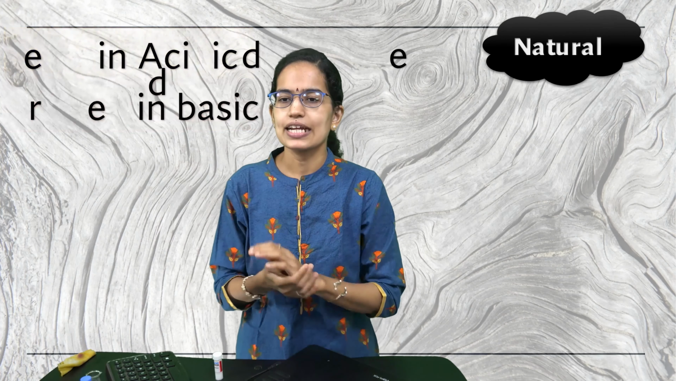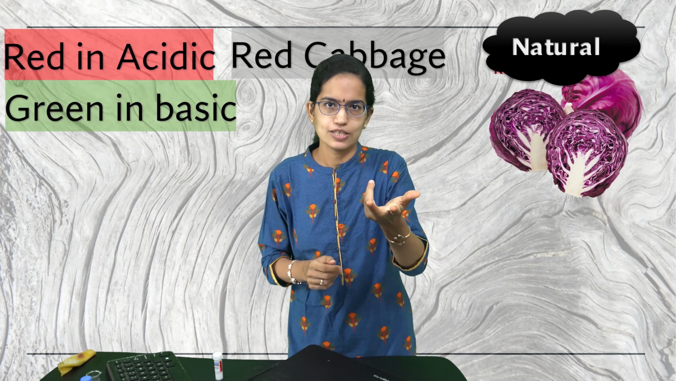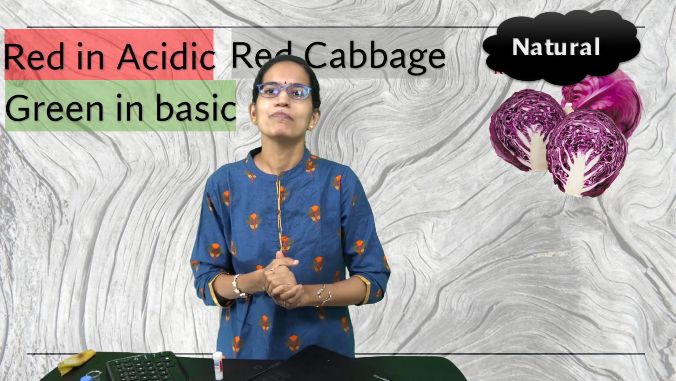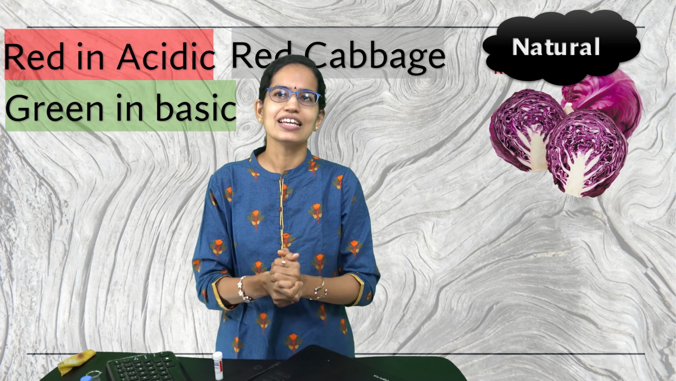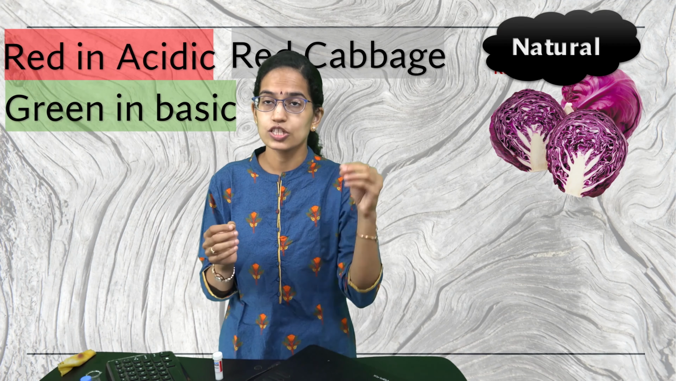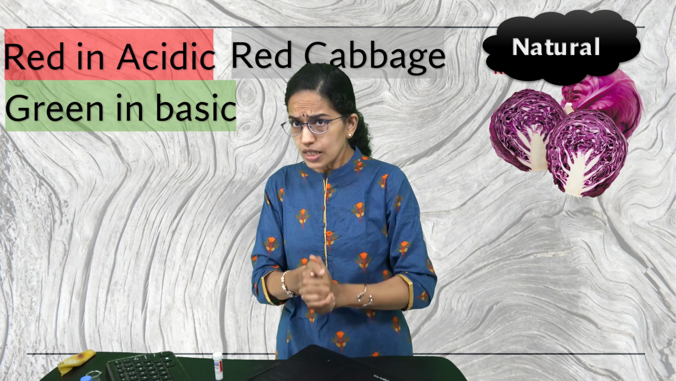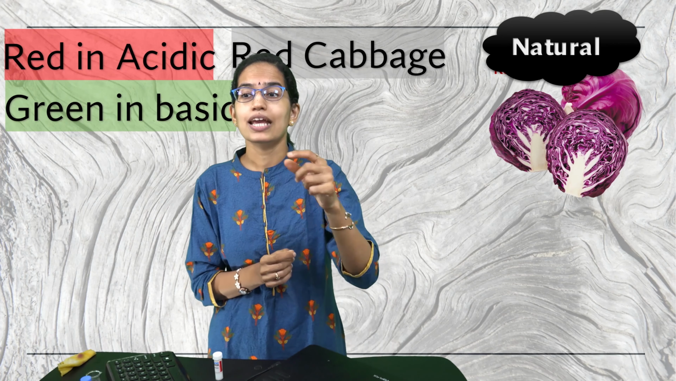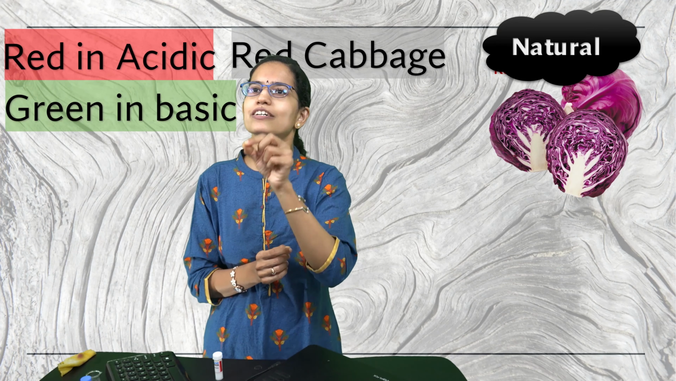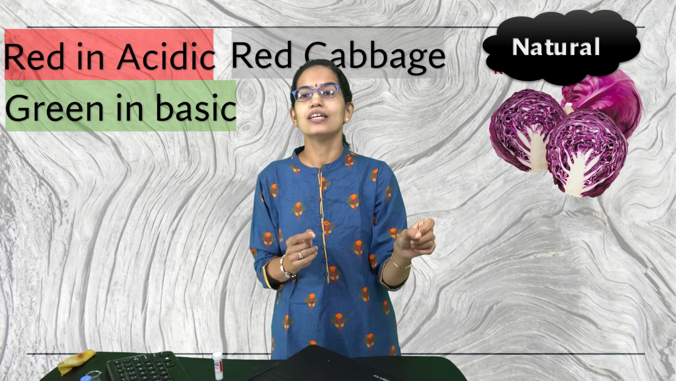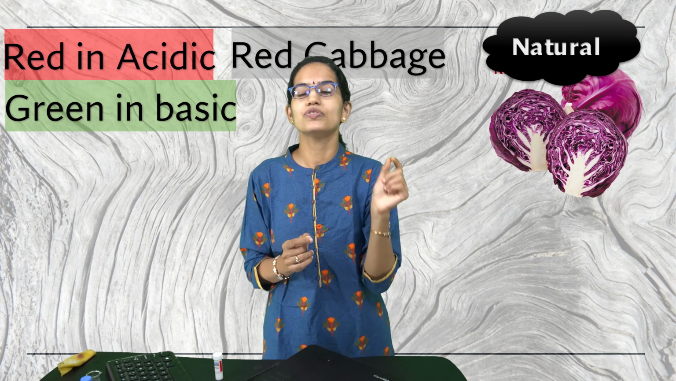The next indicator that we understand is cabbage. You might have enjoyed red cabbage as a vegetable. This red cabbage is again a very good indicator. The juice from the red cabbage is purple in color. If this is dipped in acidic solution, it gives red color. If it is dipped in a basic solution, it gives green color. So red cabbage, another good natural indicator.